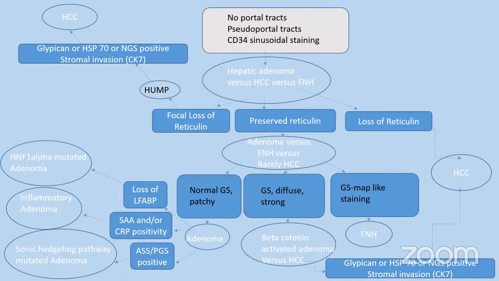Once you are sure you are in a lesion, then the three differentials you would have are hepatic adenoma, well-differentiated hepatocellular carcinoma, or focal nodular hyperplasia. The most important stain is the reticulin stain. If you have a well-differentiated liver lesion and you have loss of reticulin, it is a hepatocellular carcinoma, especially with the caveats we've just discussed. If it's steatotic, you don't rely on the retic stain, you do ancillary stains. So with the loss of reticulin stain, it would be a hepatocellular carcinoma.